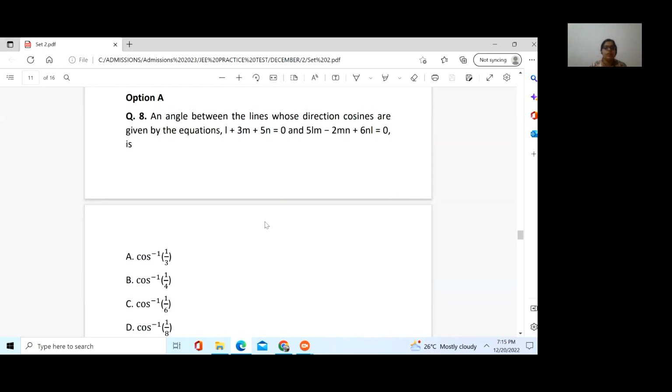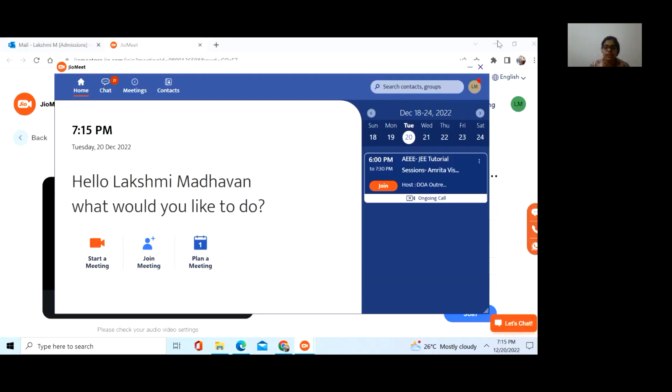Once you need to find out the angle, you need to have the values for all of the terms l, m and n. So what you should initially focus on is to find out these values. What are the values of l, m and n? Angle between the lines whose direction cosines are given by two equations. Think on how you are going to solve this question.